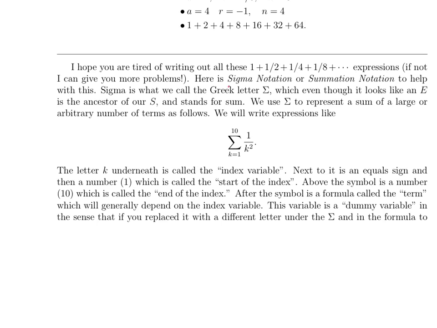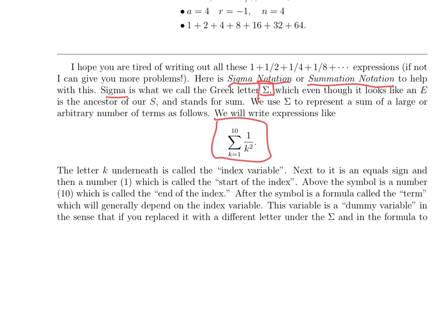It is called sigma notation or summation notation. Sigma is this Greek letter here. Looks like a capital E, but inexplicably, it's the ancestor of our S, which stands for sum. So we write an expression like this. The capital sigma is your indication that it represents a sum.